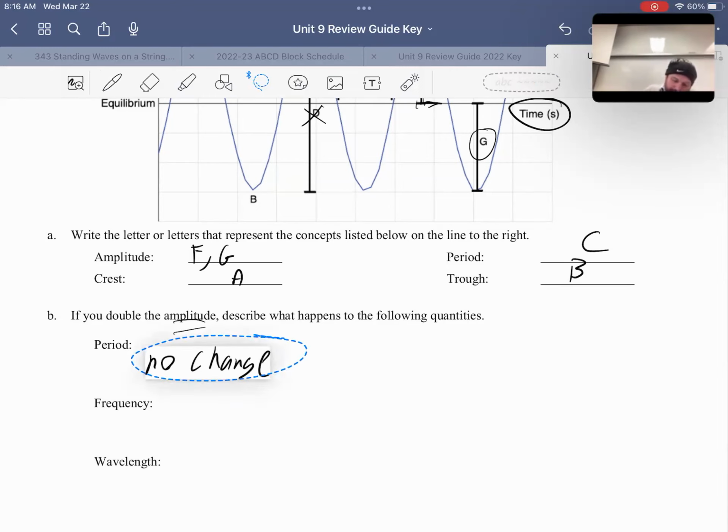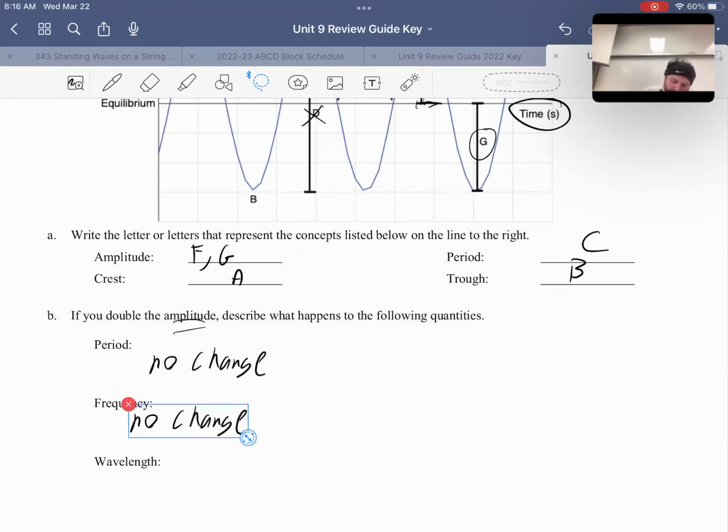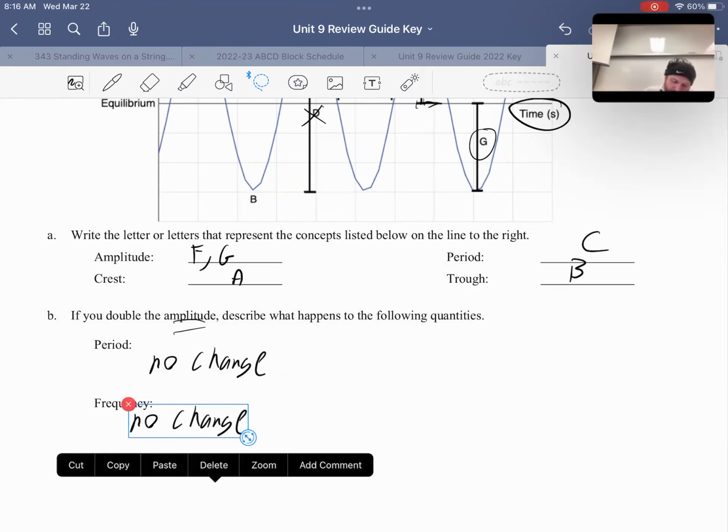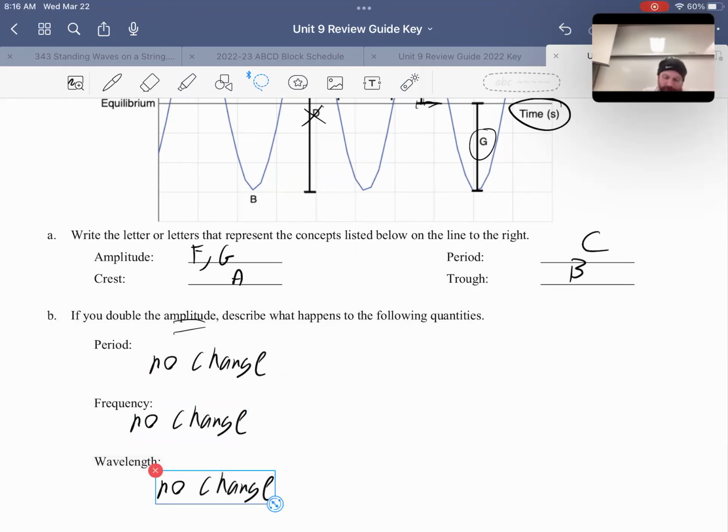And we'll copy that, and we'll just paste it again. So no change, and no change, right? No effect. Amplitude has no effect on those different things there. All right. That is page number, I don't know what page that is. That's questions 3 and 4.